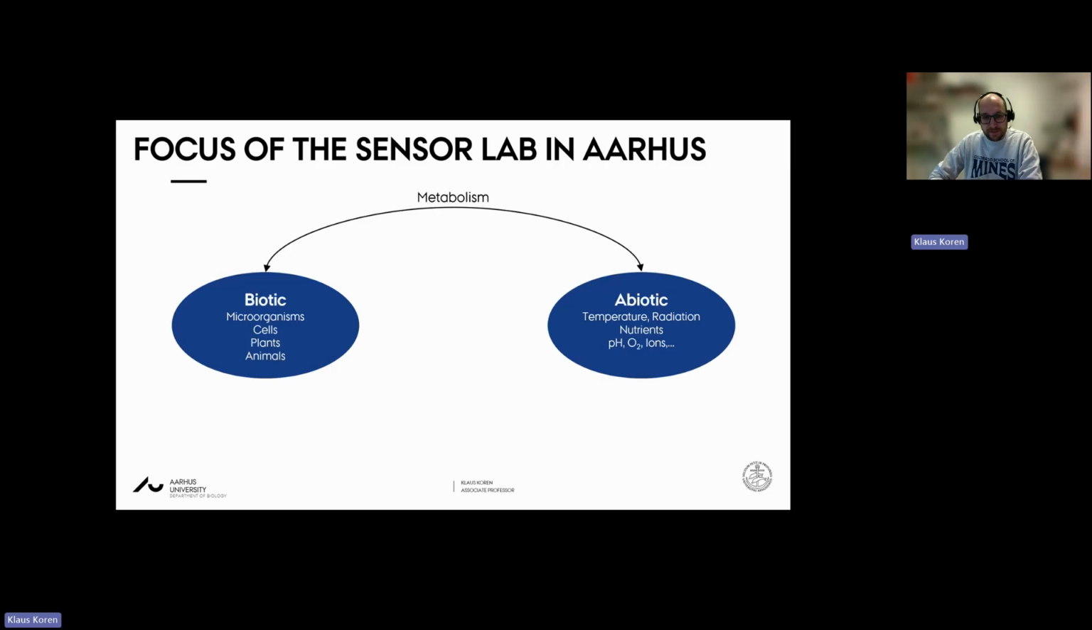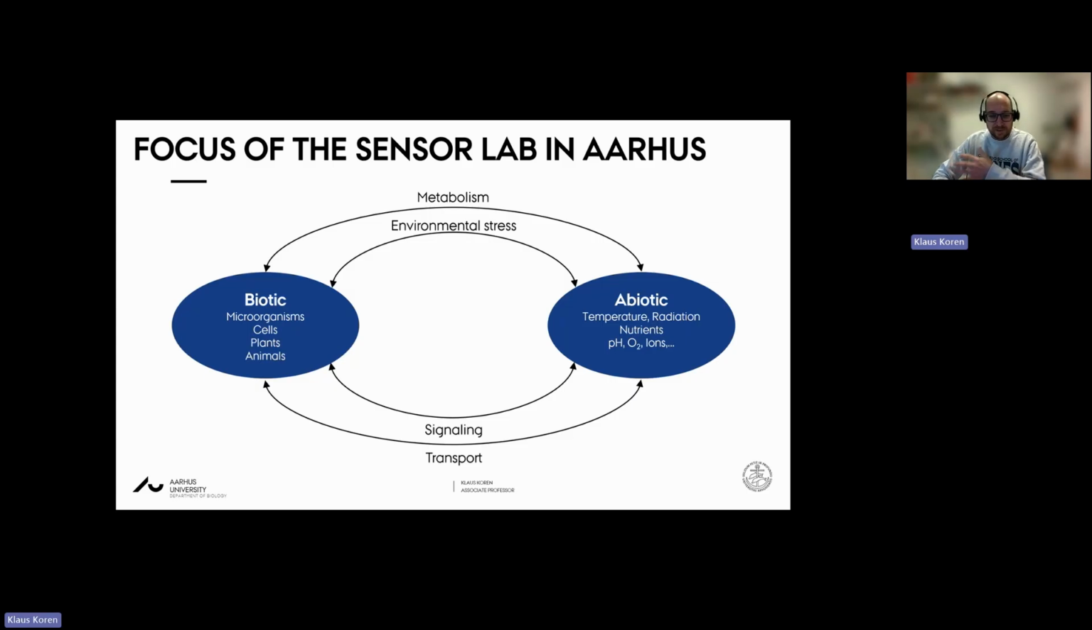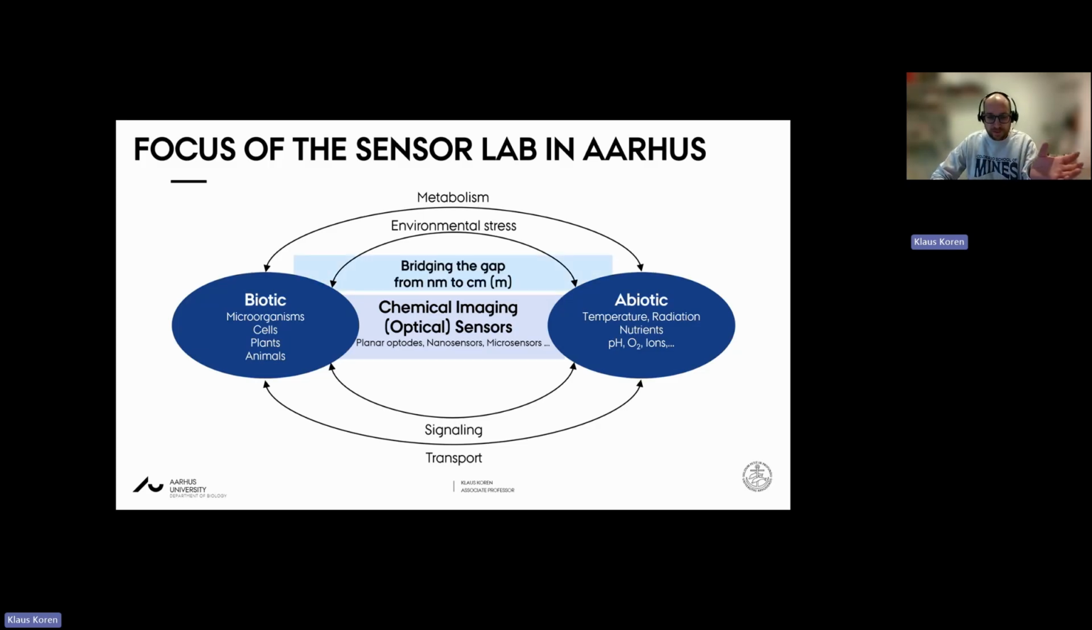And those are interacting in terms of metabolism, because certain chemical conditions determine what life is happening and not, and the other way around. And there's also environmental stressors, transport, signaling, and all those things are interfering and interacting in complex ways. And to understand that, I think we need tools, we need sensors to make those interactions visible, measurable. And ideally from small scale, like from a single cell, but also all the way up to the environment scale, from centimeters or meters or above.